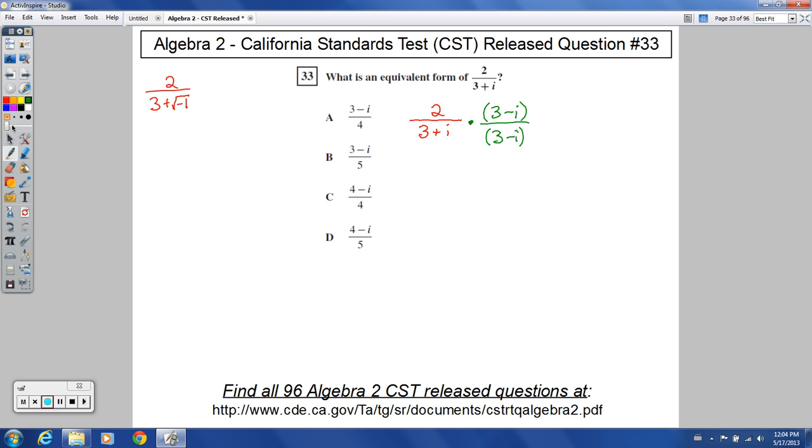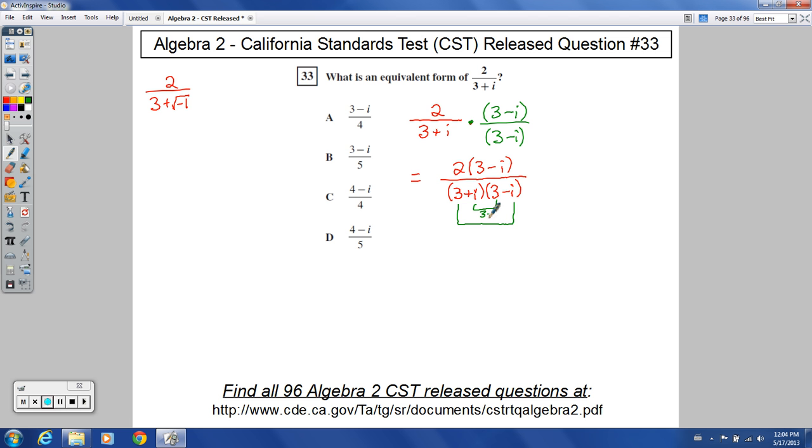But by writing it like that, this would be the same thing as 2 times 3 minus i over 3 plus i times 3 minus i. So that's an equivalent way to write that. And now from there, we would need to think about foiling this out. The whole point of doing the complex conjugate thing is that you're going to get rid of the i's on the bottom. You're going to get rid of the square roots of negative numbers on the bottom.